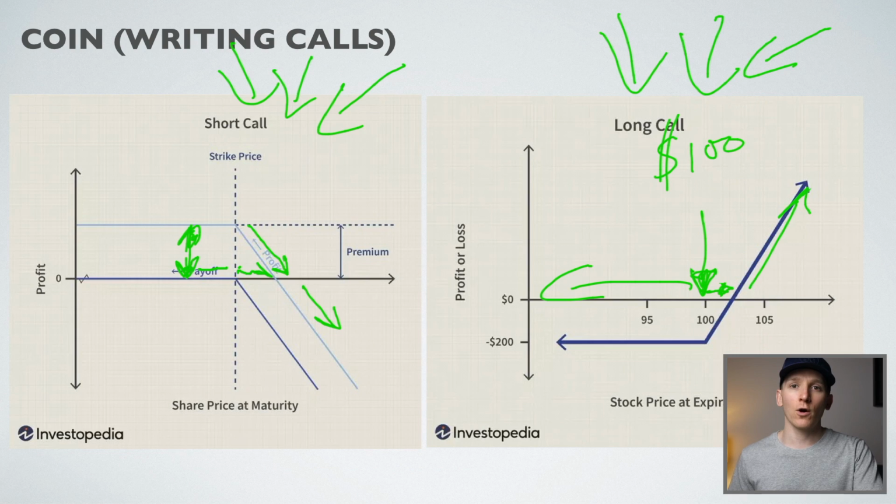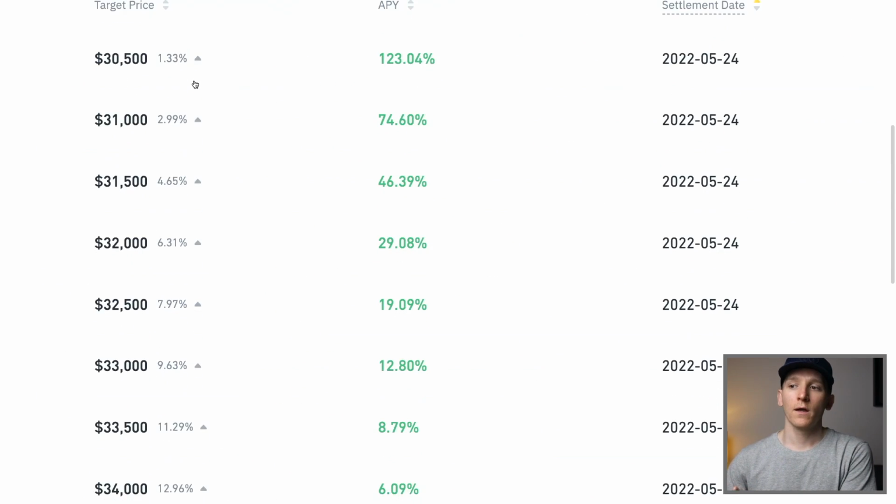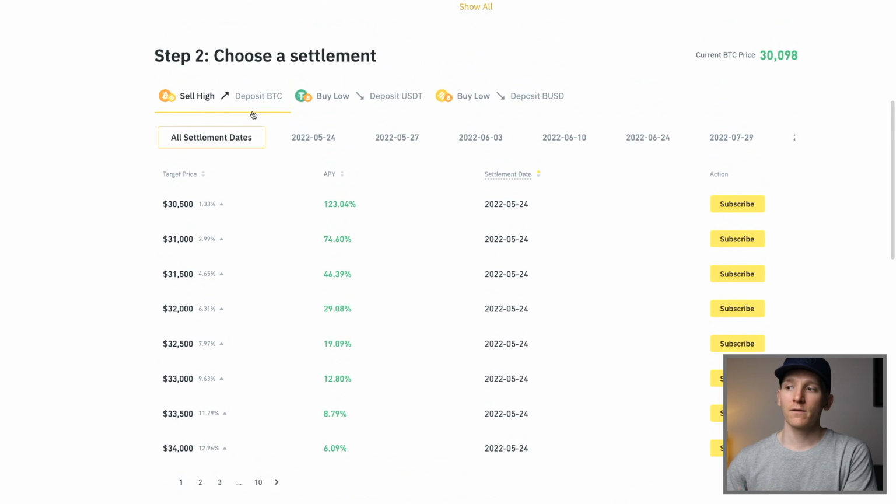So we're giving someone that option. They're paying us the premium. But of course, we have the detriment that if the price does go up above the call option price, then we have to sell them that Bitcoin at the lower price. So there is a risk here.